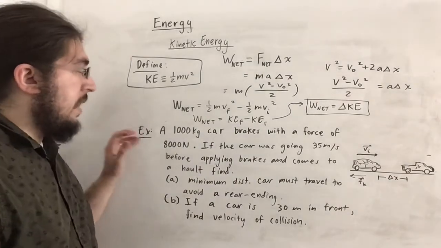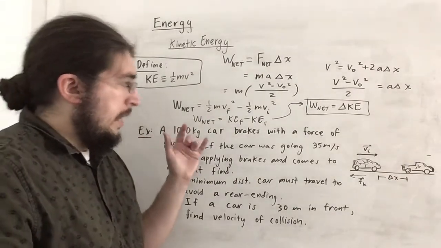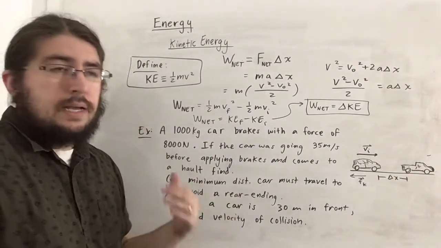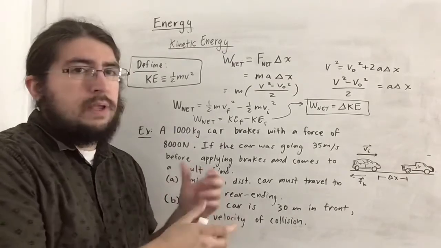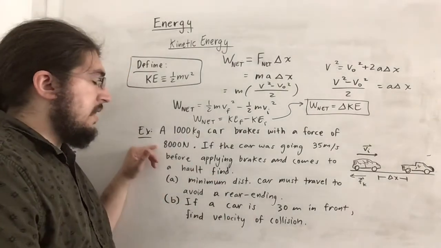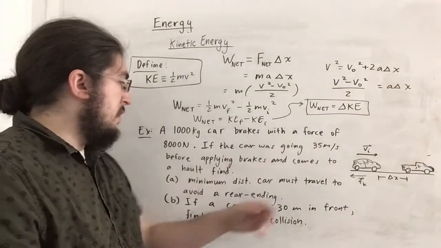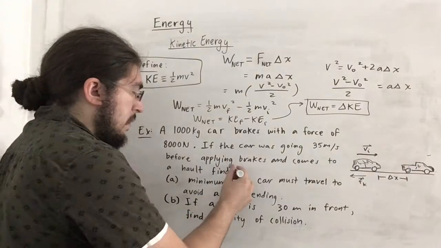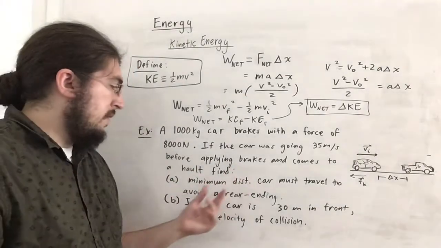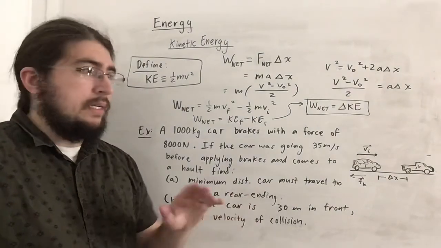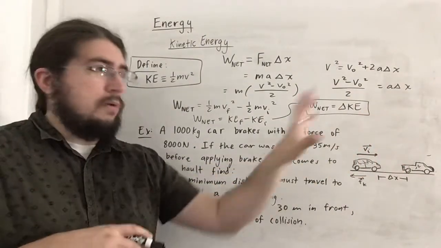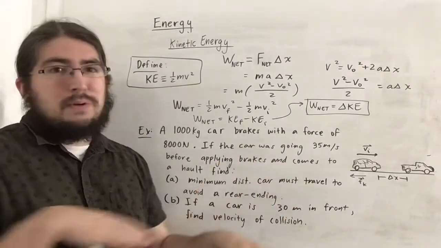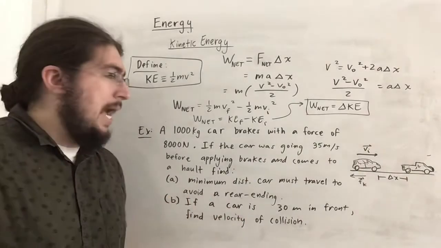So in this example, we have a 1,000 kilogram car and it brakes with a force of 8,000 newtons. So basically when it applies the brakes, it exerts a frictional force on the wheels, you can think of it like that, 8,000 newtons. If the car was going 35 meters per second before applying brakes, and comes to a halt, we want to find the following. We want to find A, the minimum distance a car must travel to avoid a rear ending. So imagine it has a car in front of it that's at a dead stop, and it sees the car stop, so it applies the brakes and hopefully prevents that accident.